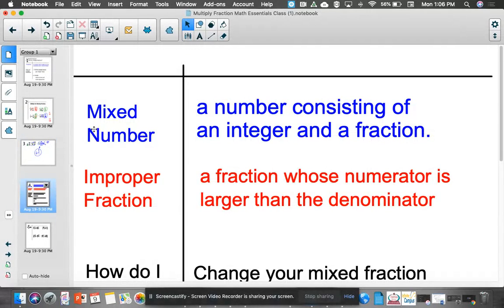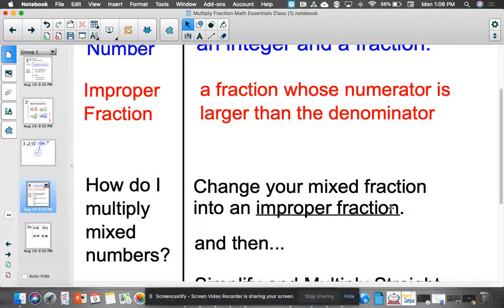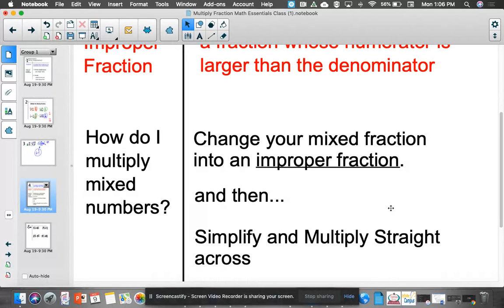All right. So we know a mixed number is a number consisting of an integer and a fraction. We know an improper fraction is a fraction whose numerator is larger than the denominator. So how do I multiply mixed numbers? Okay, just the same, you just multiply straight across. You multiply numerator and numerator and then denominator and denominator.